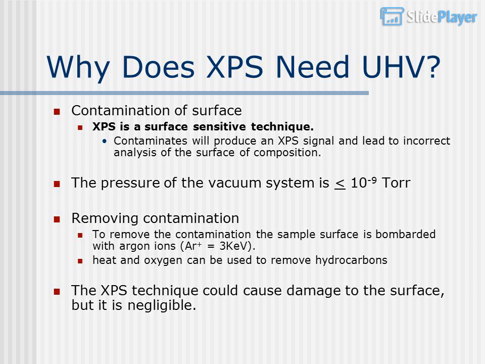Removing contamination. To remove the contamination, the sample surface is bombarded with argon ions, Ar+ at 3 keV. Heat and oxygen can be used to remove hydrocarbons. The XPS technique could cause damage to the surface, but it is negligible.